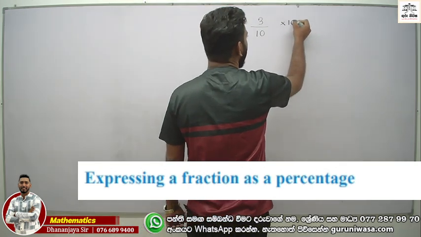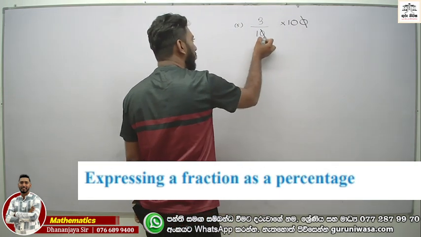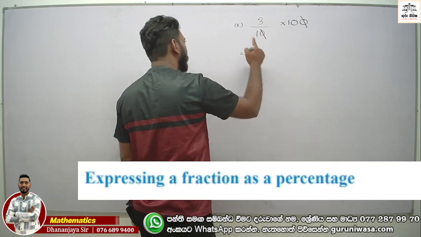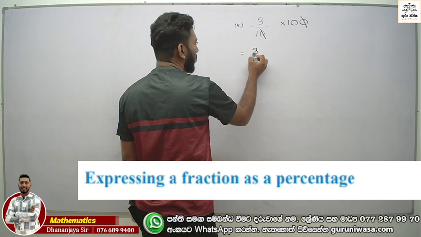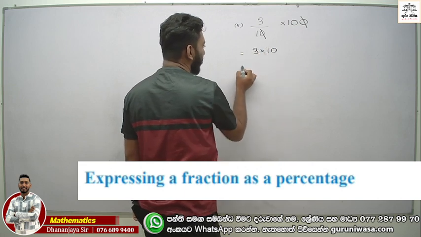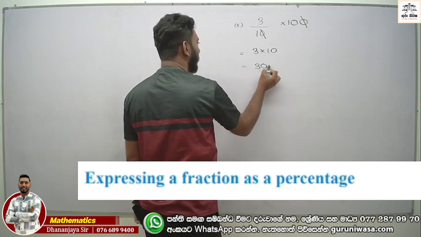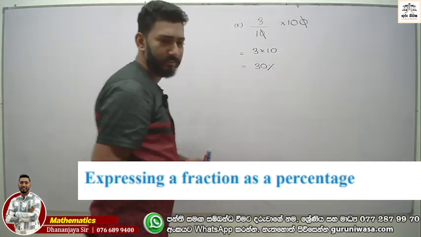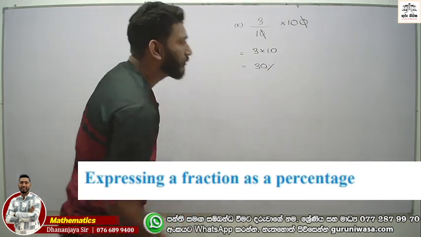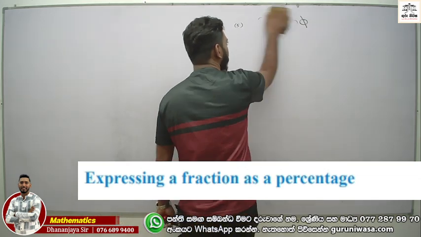Multiplying by the 100. Now 0 and 0 eliminated. That means it's 10 times 1 and 10 times 10. Now 3 multiplied by 10. It should be a 30%. 30%. Super. 30%. Right.